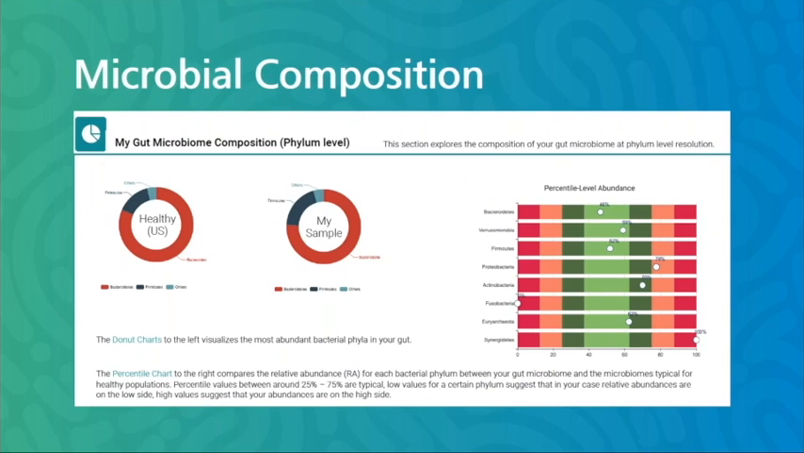This is another way of looking at the microbial composition in the report as well. So they show what a healthy population looks like on the left, and then they compare that to your sample so you can get a quick idea visually of how close or far off your microbiome is. And they show the percentile level abundance of certain bacterial phylum in your gut microbiome, so you can get an idea of how close to average you are and not, and what particular microbes may be the ones that are most off balance.